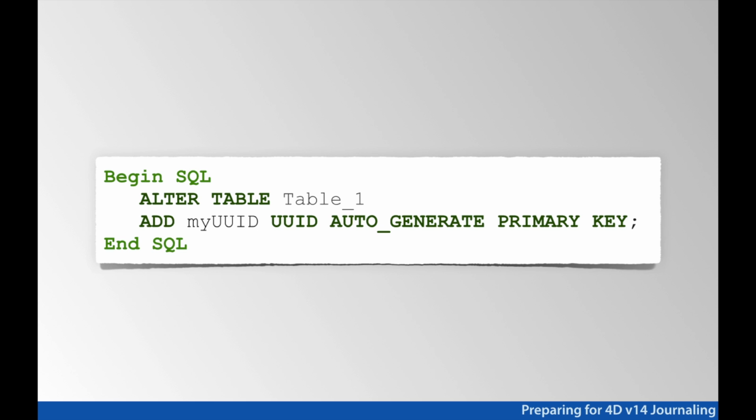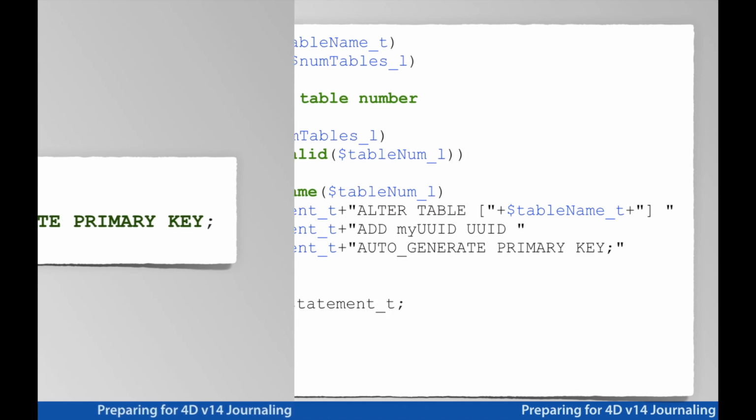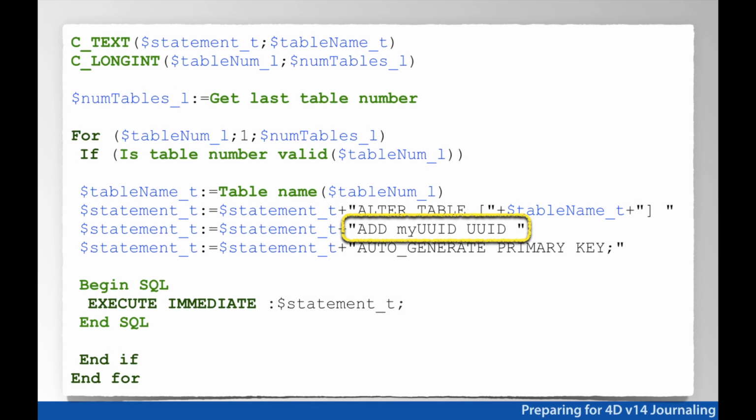So just to give you an idea, here's that SQL code that I popped up earlier for creating a brand new field. Instead of doing it once, just write a loop. Use get last table number, do a for loop, check to see if the table number is valid, and then build up a statement, alter table with the table name, add a new field, and like I said, I'm hard coding the field. There's my auto generate keyword and my primary key keyword, and just run it. And you run that code, you create all your primary keys, and you're good to go, and you can do it over and over again. So that's really nice to have.